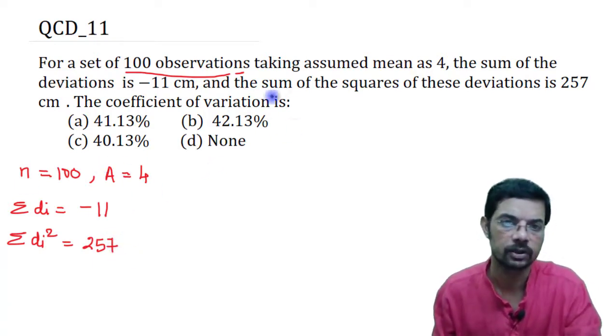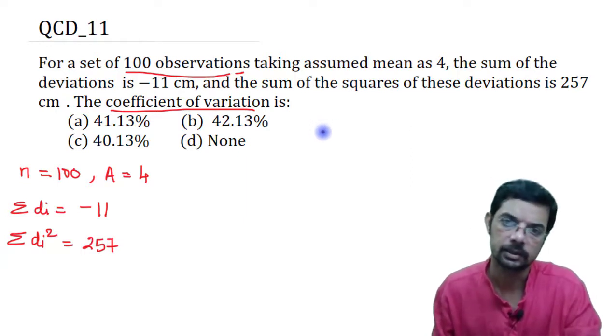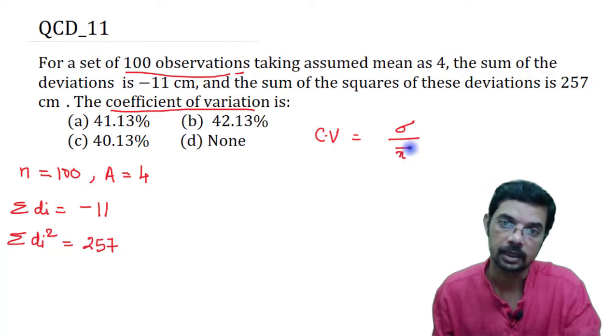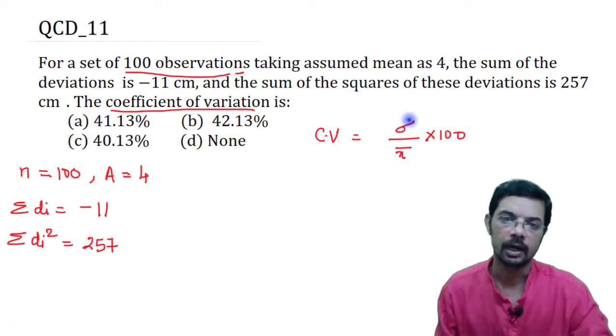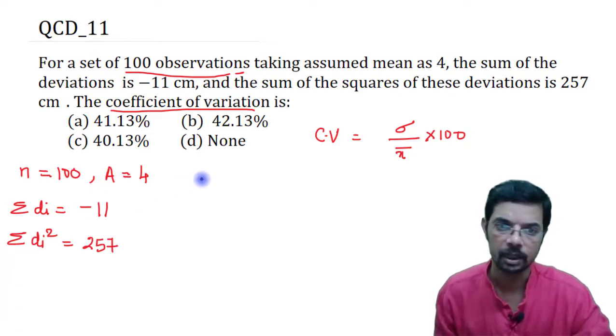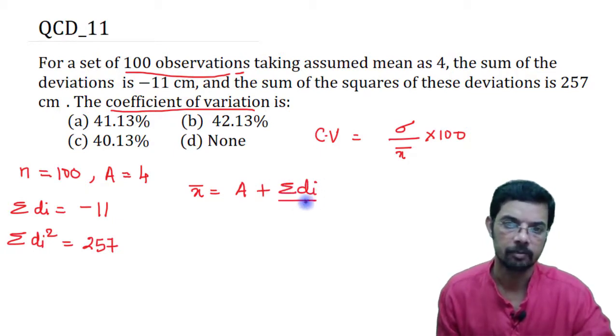We need to find the coefficient of variation. So that is CV, and the formula is standard deviation divided by x bar into 100. So we need to find out the mean and standard deviation first and put them into this formula. The mean x bar, by the assumed mean or shortcut method, is x bar equal to A plus sigma di divided by n.